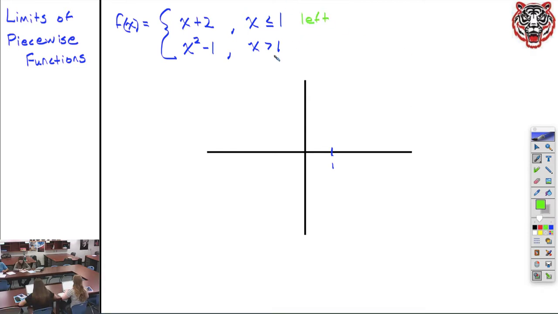And generally speaking, on the AP exam, they will always list the left piece first. Generally. I have never seen an exam, and I've taken probably 10 now, where they put the right piece first. So generally, it'll always be left piece first. And let's go ahead and graph that. So this is kind of like the barrier wall, and just graph x plus 2 everywhere over here. Give it a shot.